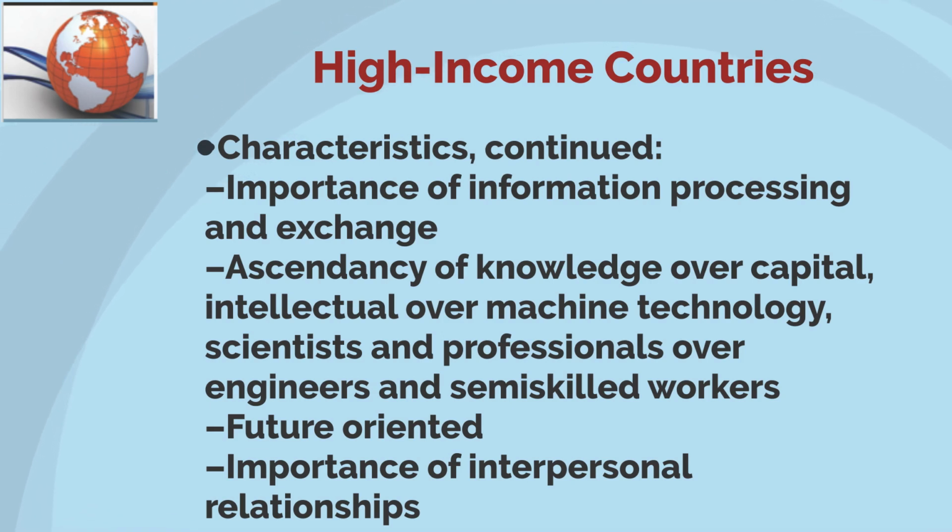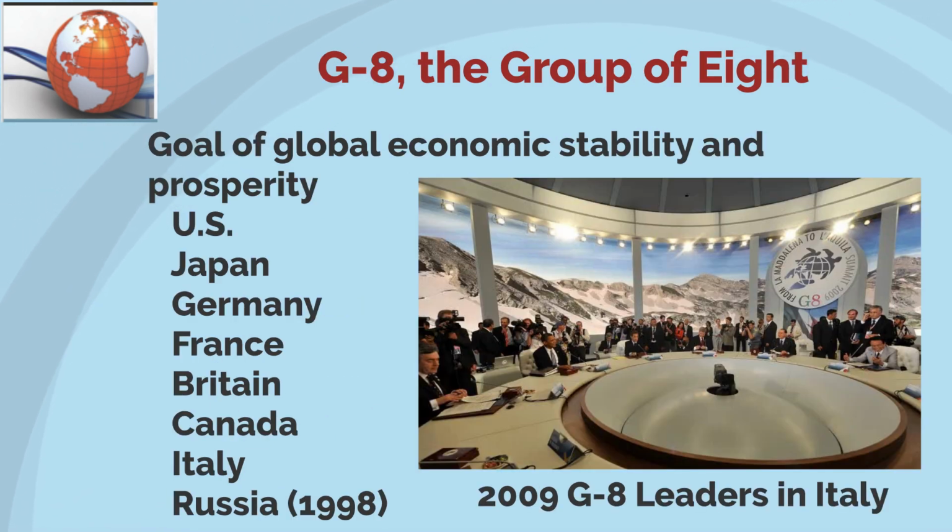G8, the Group of Eight. The goal of G8 is economic stability and prosperity. These eight countries are the US, Japan, Germany, France, Britain, Canada, Italy, and Russia.